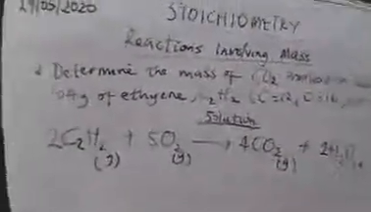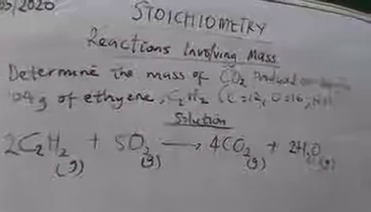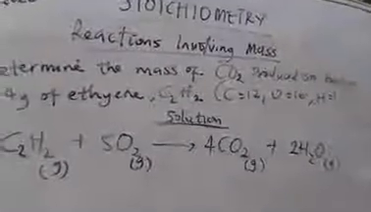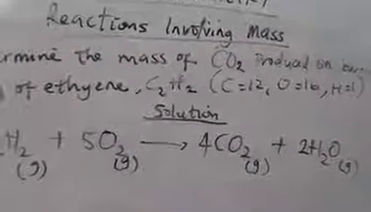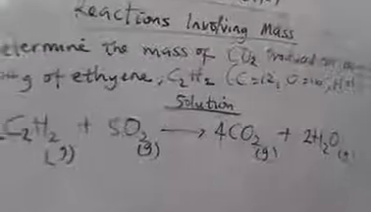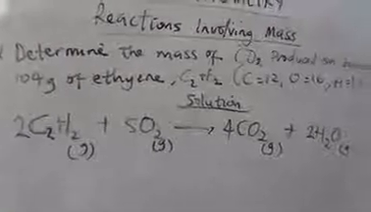Now we have a question here that says, determine the mass of carbon dioxide produced on burning 104 grams of ethylene. Then we have the chemical formula for ethylene, and we also have the molar masses of the individual elements found in these compounds. Like I said in the first lesson video, to solve a stoichiometric question, first of all, you need to write out the chemical equation, which I've done here.